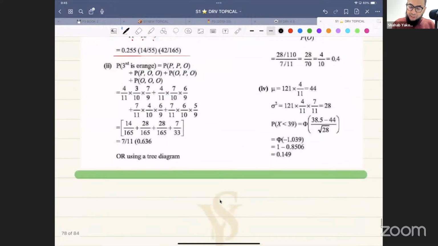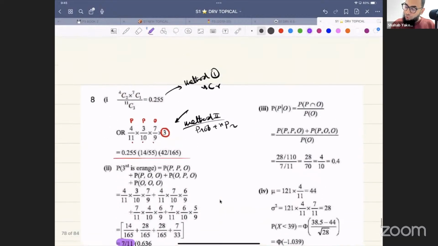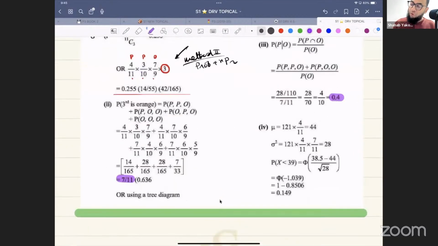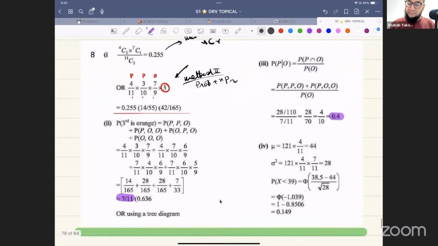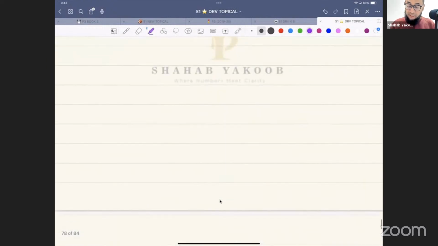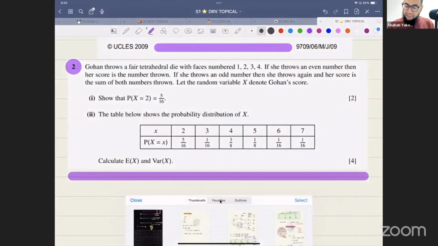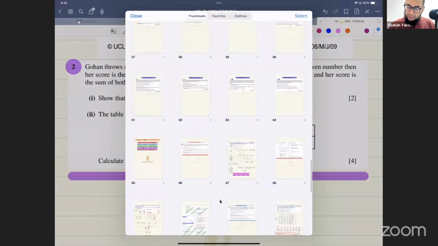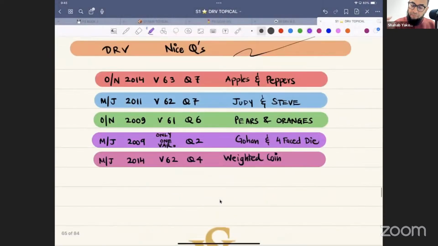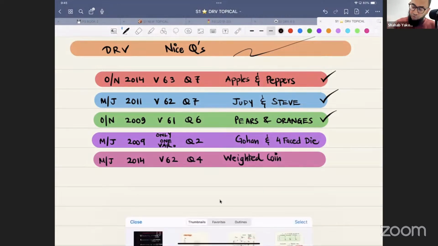So let's double check. 711, that is the answer for this particular part. And this over here is 0.4, that is the answer. So that's how these two parts are done. So how many questions have we done so far? We have done the apples and peppers, Judy and Steve, pears and oranges. Now we are going to these two questions. Let's move on.